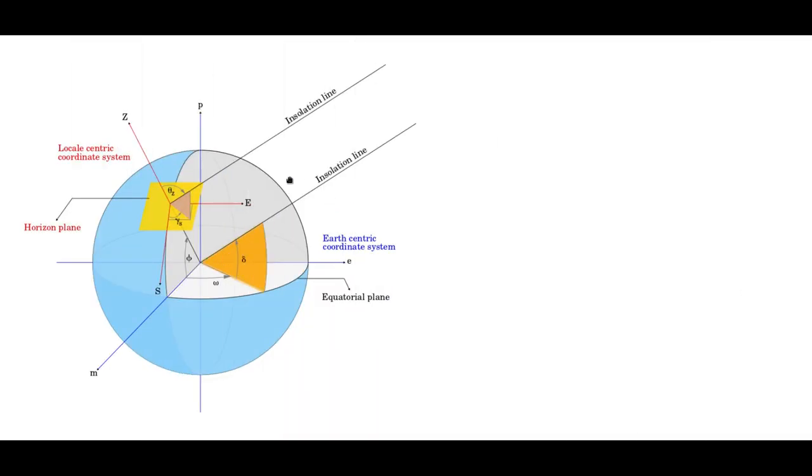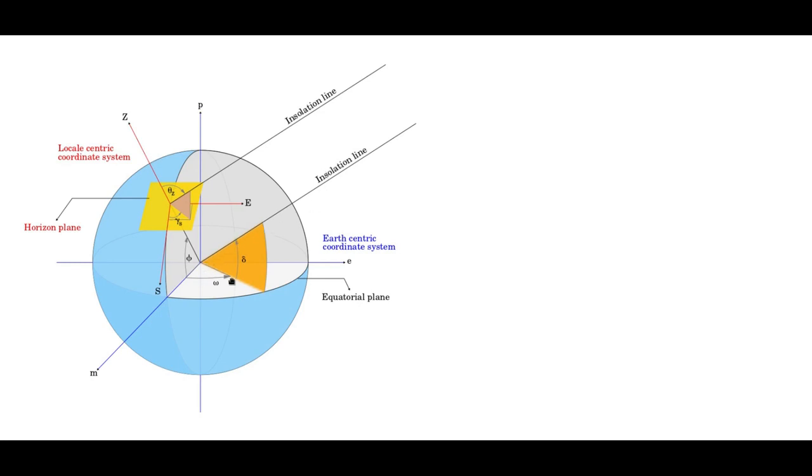Let me shift the coordinate system to the left. I am also including the earth-centric coordinate system in this figure. So you see the meridional axis M, the east of the meridian, and the polar axis P. And I have included the insolation line also, joining the center of the earth to the distant sun. As the sun is very far from the earth, we can consider the insolation lines as parallel in either of the coordinate systems.